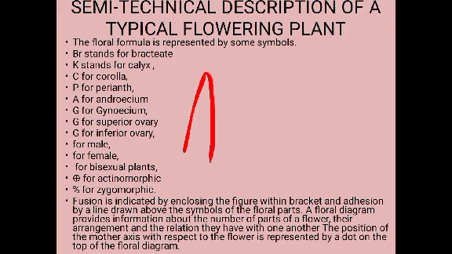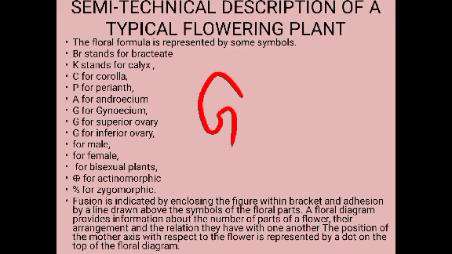Then A can be used for denoting androecium, the male reproductive organ. Then G can be used for denoting gynoecium. If the ovary is superior, we can show a line below it. If you write G and draw a line below it, it denotes a superior ovary. If you want to show an inferior ovary, we draw a line above it. This shows that it is an inferior ovary.